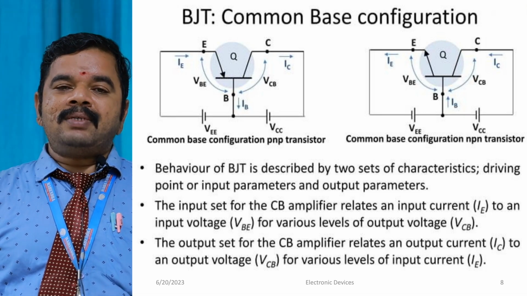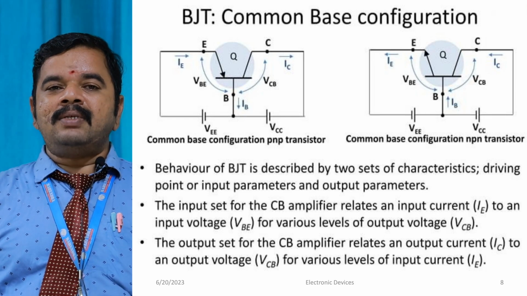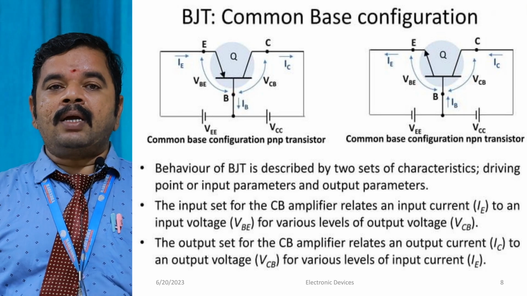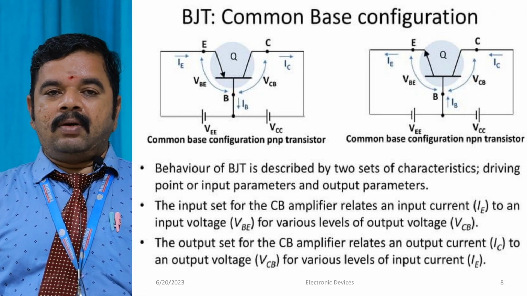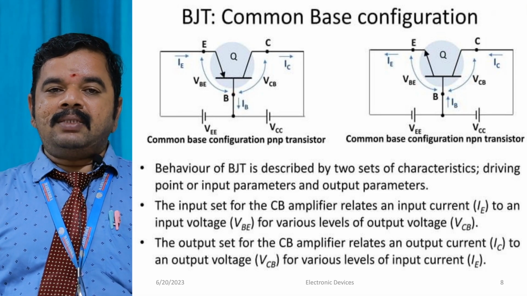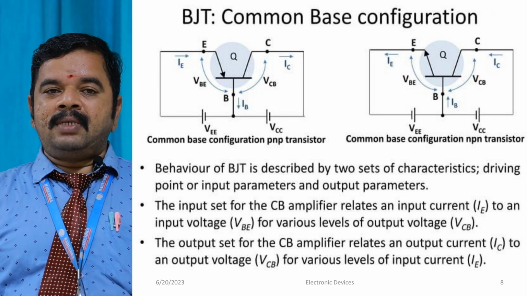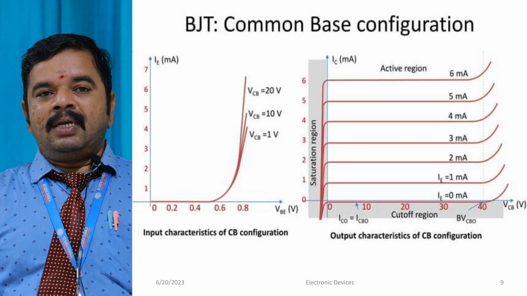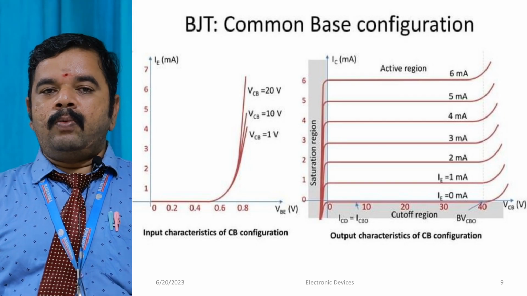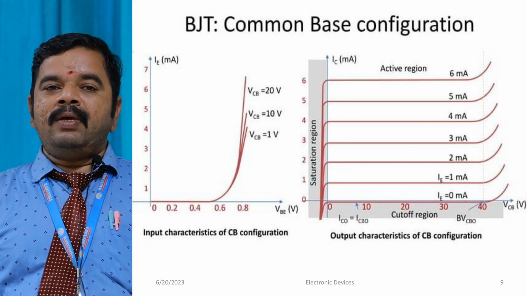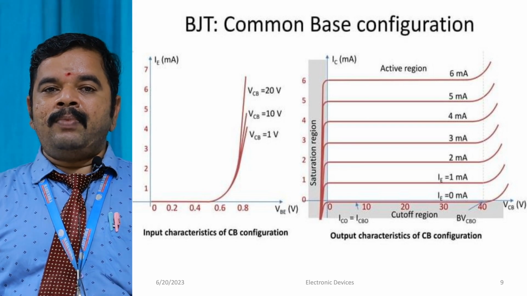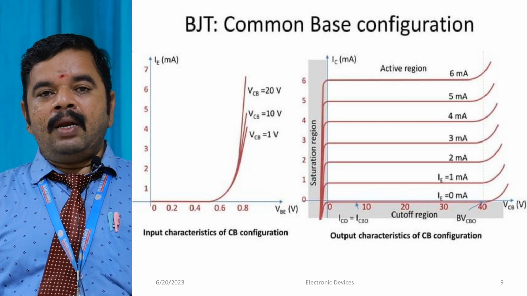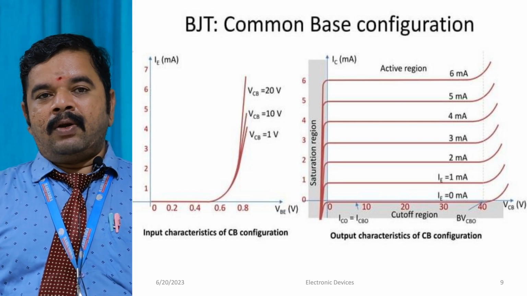So first one, common base configuration. In the common base configuration, the base is the common terminal, the emitter is the input terminal, and the collector is the output terminal. Between the base and the emitter is the input side, and between the collector and the base is the output side. At the input side we have to give the supply, as well as at the output side. The emitter base junction should always be forward biased, and the collector base junction should always be reverse biased. Base is the common terminal, emitter is the input terminal, collector is the output terminal.